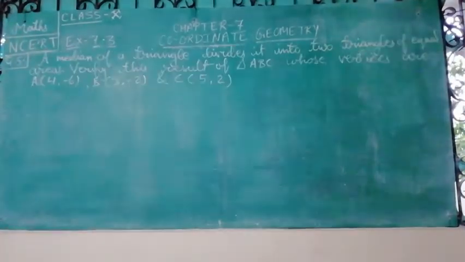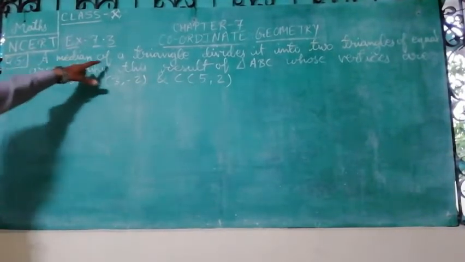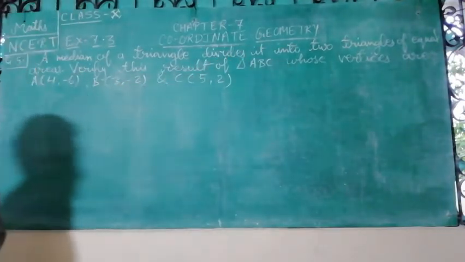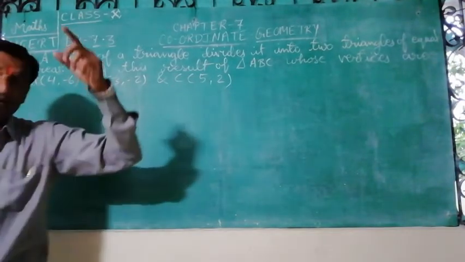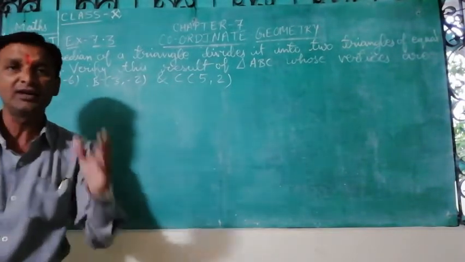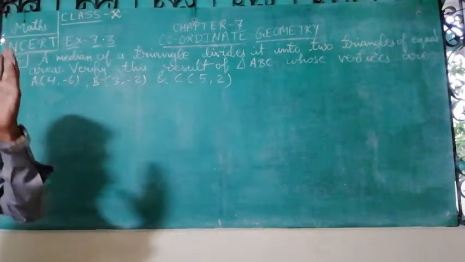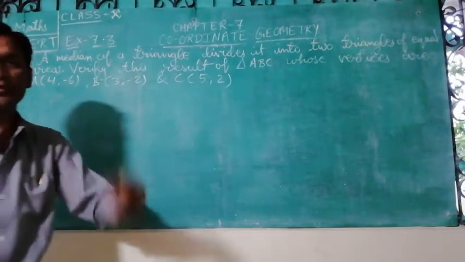It is over now. Now see students, it is question 5. A median of a triangle divides it into two triangles of equal areas. That was the theorem which you had studied in class 9th, that a median always divides the triangle into two triangles of equal area, if the median is drawn from a vertex to the opposite side.